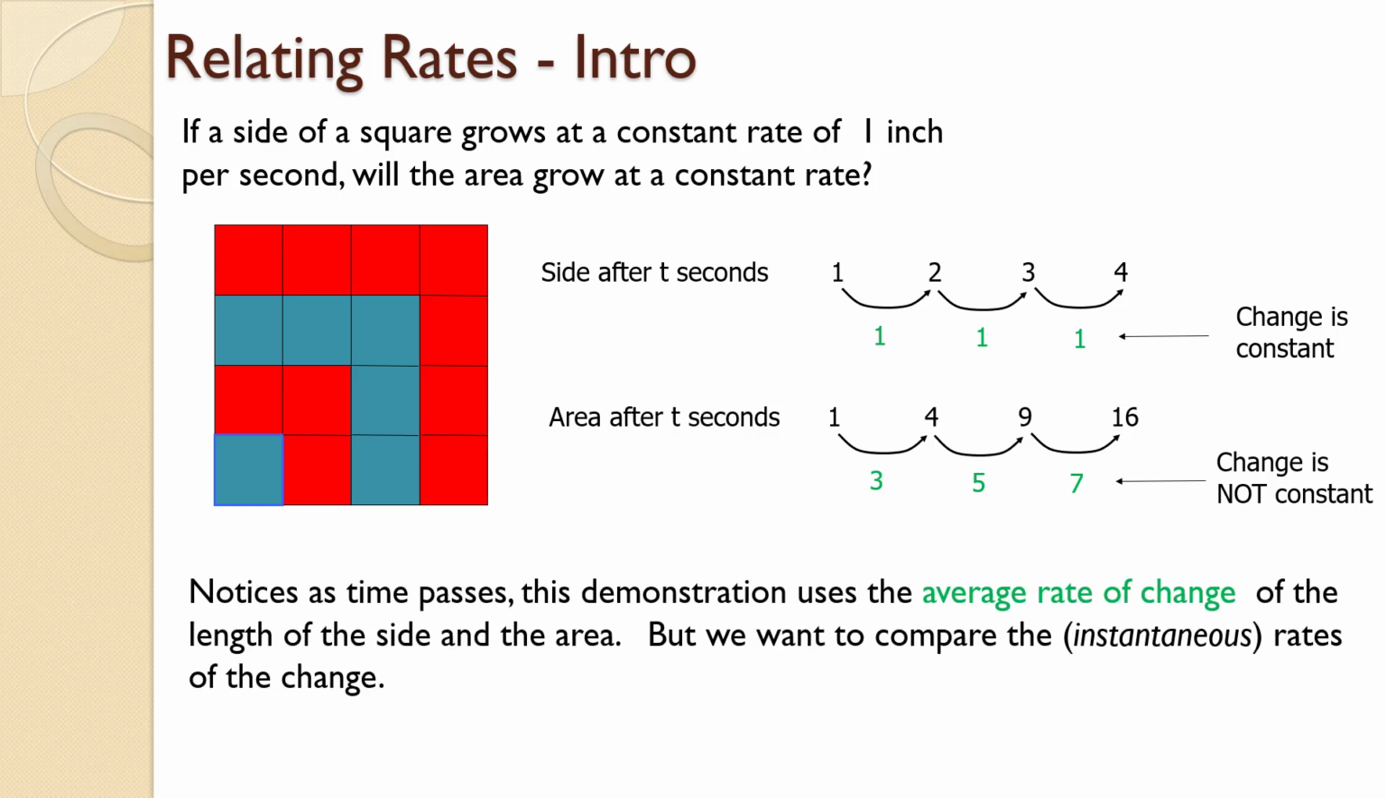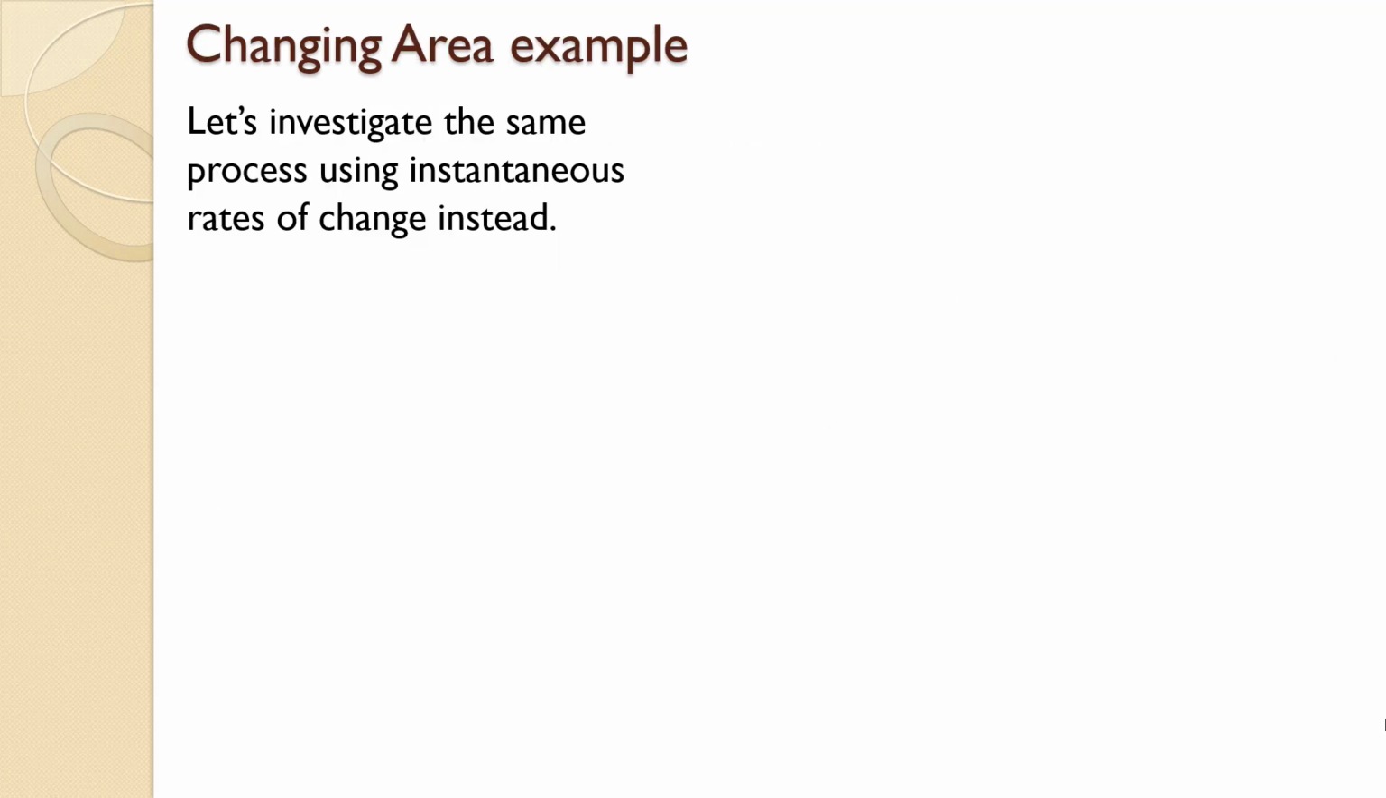Notice, though, this demonstration is using an average rate of change in order to compare the change of the area and the change of the side. So what we want to do is compare the instantaneous rate of change of the side with the area. Let's investigate the same process using instantaneous rate of change instead.